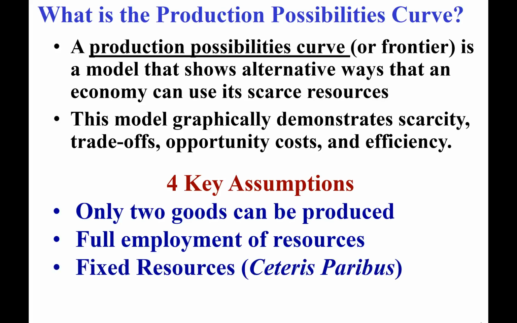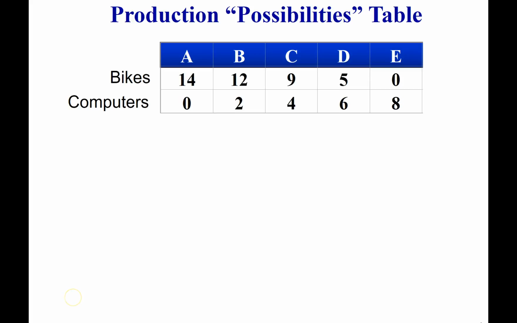The resources are being fully employed in this situation, and resources and technology are both fixed. This is that ceteris paribus assumption that we use with all economic models. That is that we hold all outside factors constant while analyzing the things that we're looking at specifically in the model. Here's an example of a production possibilities model and the table and the values used for it.